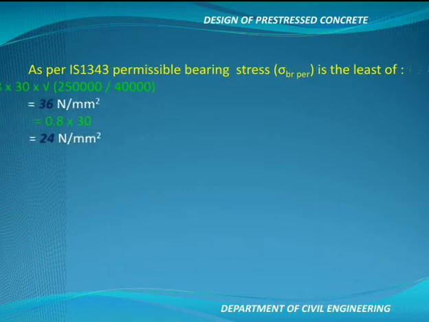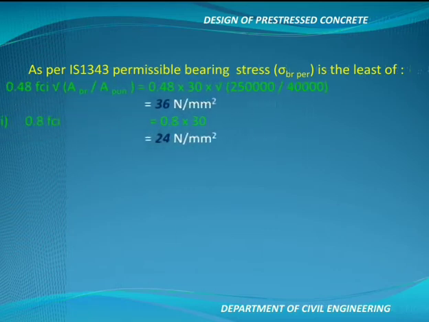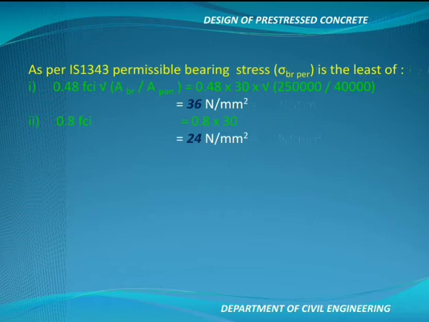As per IS 1343, the permissible stress, that is sigma BR permissible, is the least of 0.48 fci square root of A BR upon A punching. Here we have all the values: fci is the grade of concrete, and the area of bearing and area of punching we have found out. Substituting that, we get the answer as 36.